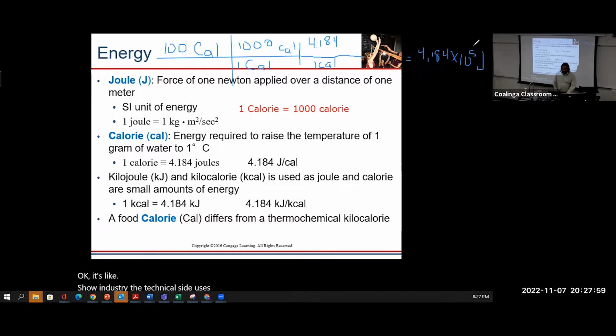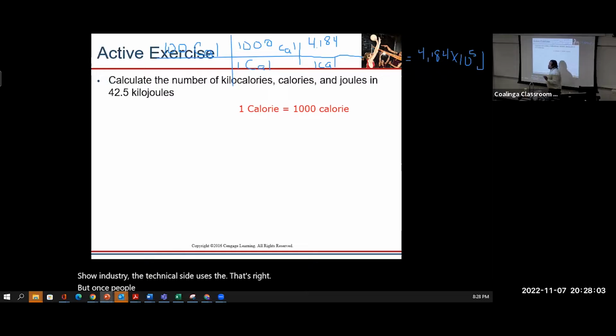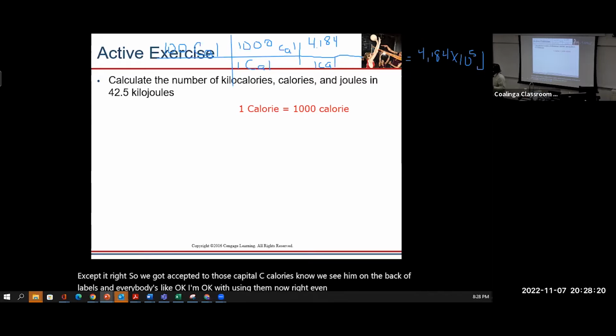The actual industry uses it. But once we get accustomed to certain things, right? We got accustomed to those capital C calories. We see them on the back of labels, and everybody's like, okay, I'm okay with using it now, even though calorie doesn't make sense.